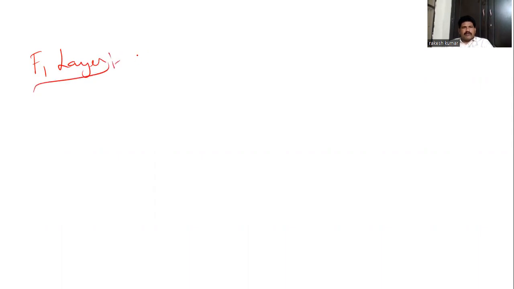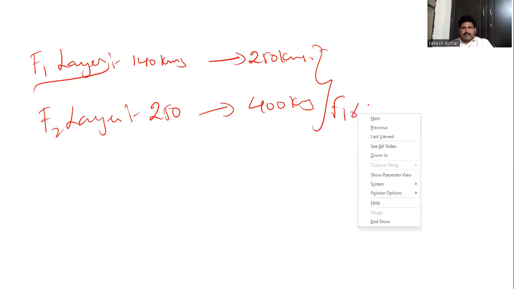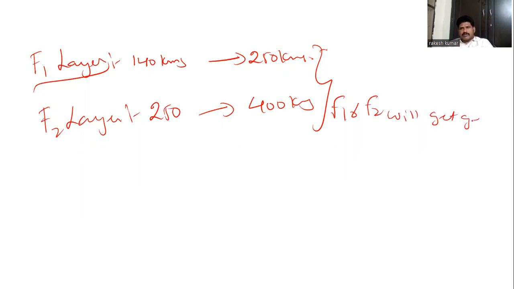Now let us discuss the F1 layer. What is the height of the F1 layer? It extends from 140 kilometers to 250 kilometers. Similarly, the F2 layer is the uppermost layer. It extends from 250 kilometers to 400 kilometers. During night time, F1 and F2 merge and form the F layer.